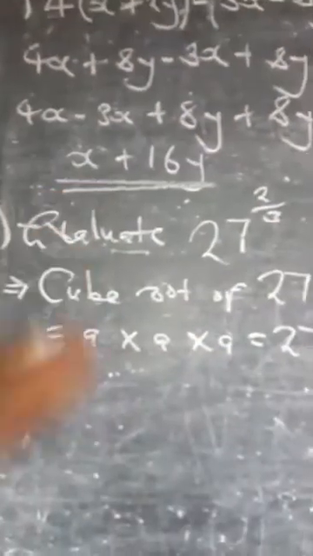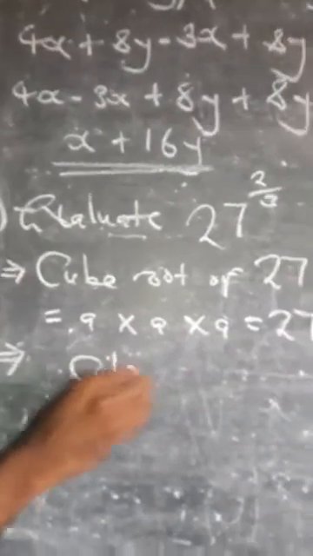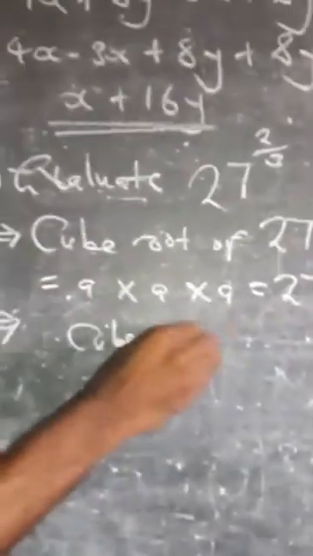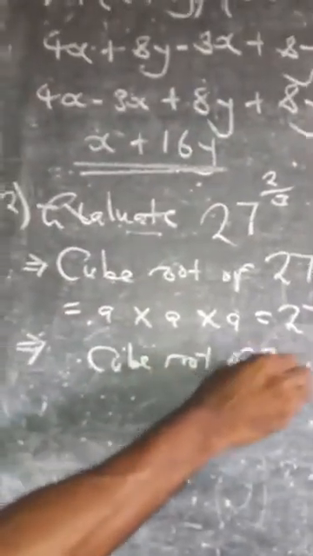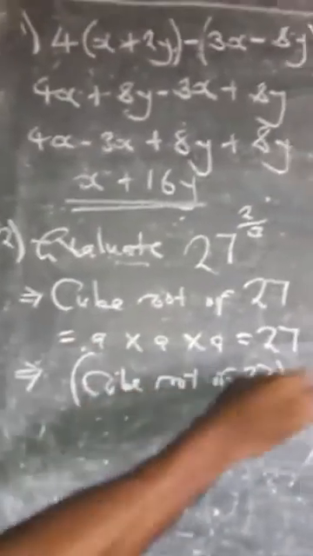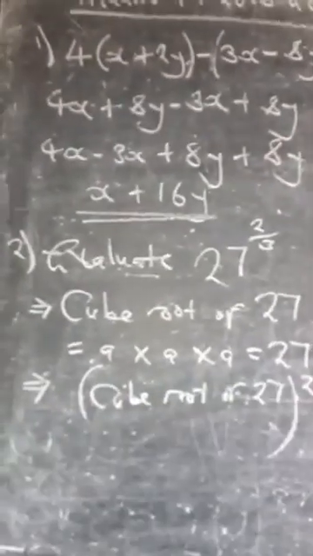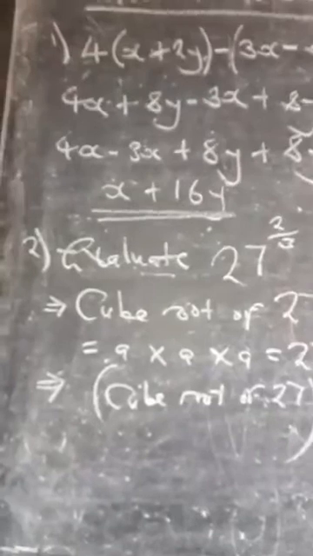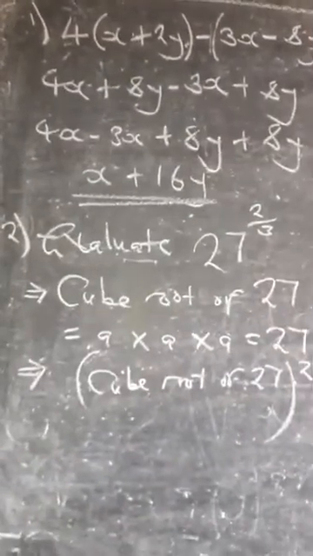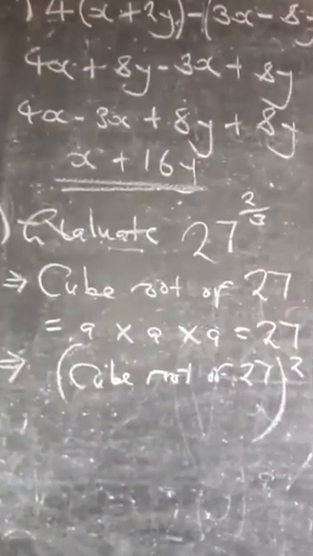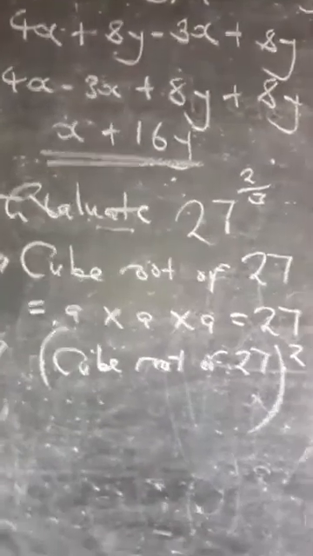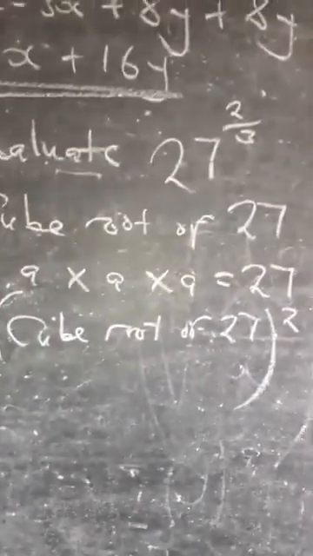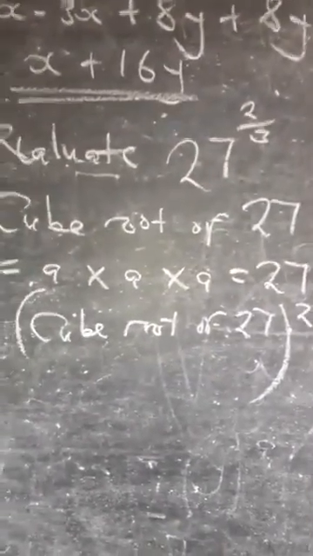Then afterwards, cube root of this to the power 2. Cube root of 27, the answer squared. That is what we'll be doing here. So we know that we can try out numbers.